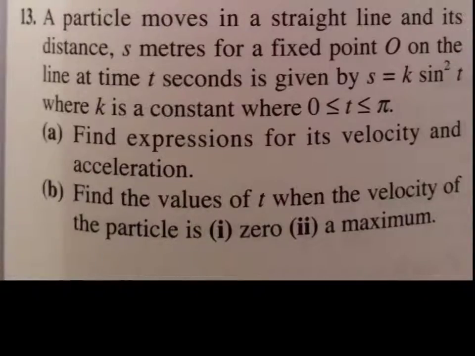Okay, so we have a particle moving according to this law between 0 and pi seconds. Find the expression for the velocity and acceleration. Velocity is ds by dt, acceleration is d2s by dt squared.